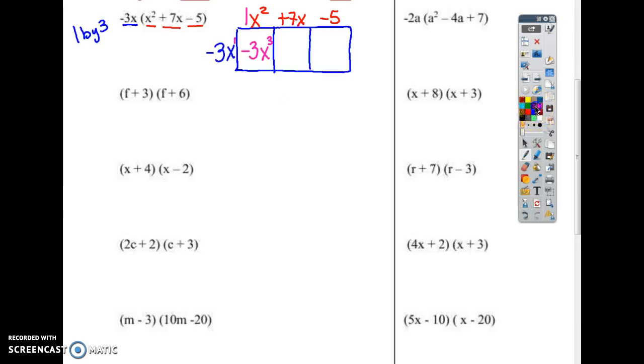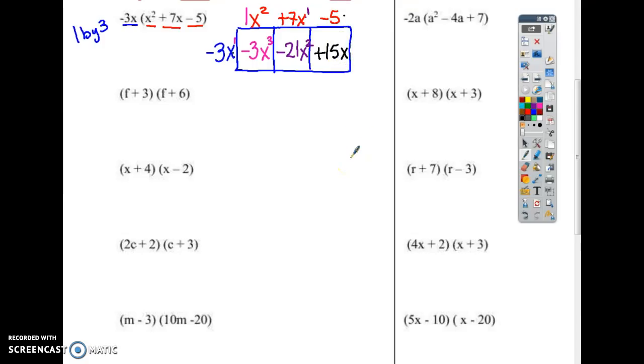The next box. Negative 3 times 7. Negative 3 times 7 in the calculator. Negative 21. How many x's do I have? 2. 1 here, so it's x squared. And then my last box, negative 3 times negative 5. Positive or negative? Positive 15. How many x's do I have? Only one. This one's the only one that has an x. This one doesn't have an x, so it's just 1x.